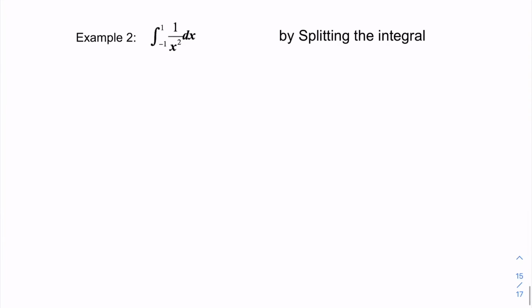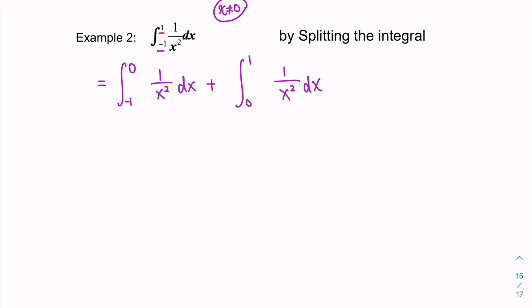Let's have a look at example 2 together. When you look at example 2, the boundaries are good, because if you look at the function 1 over x squared, x cannot be 0. And if you look at both boundaries, negative 1 and 1 are good. However, 0 is between negative 1 and 1. In this case, we have to split this integral into two parts, negative 1 to 0 and 0 to positive 1, of 1 over x squared dx.